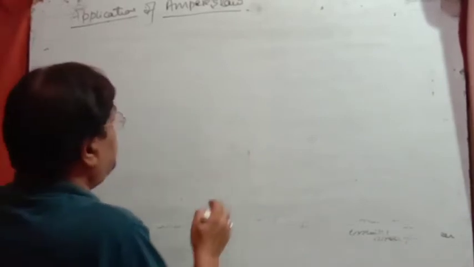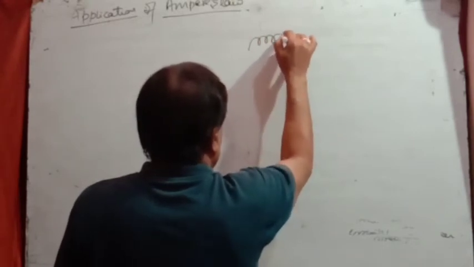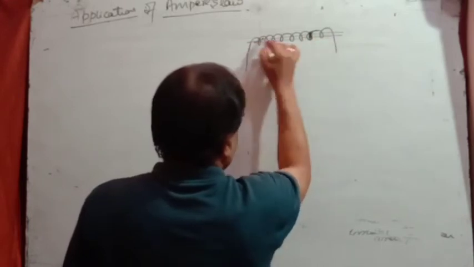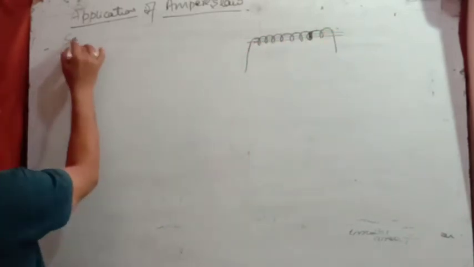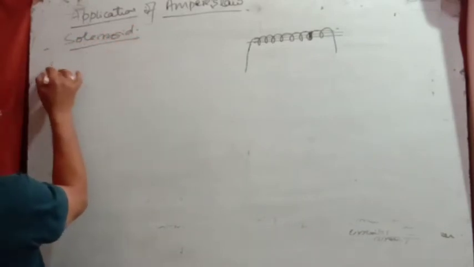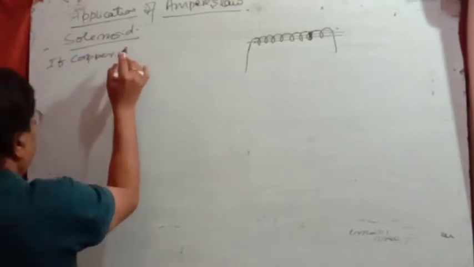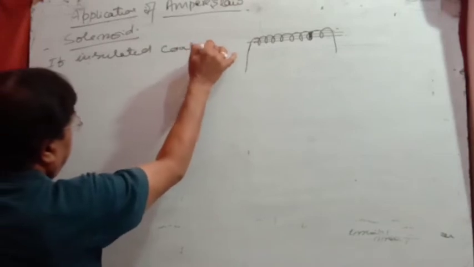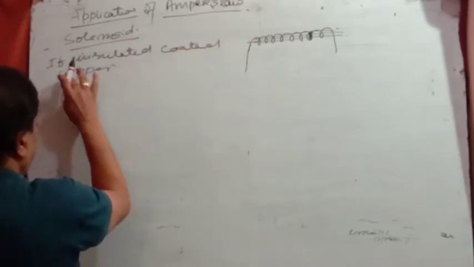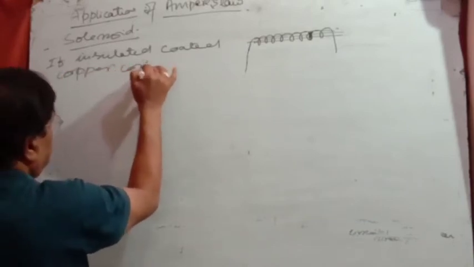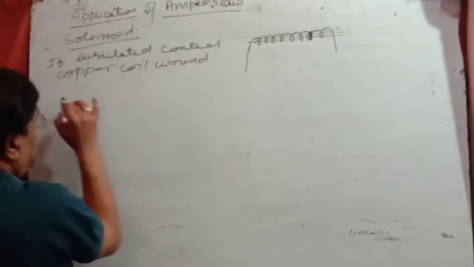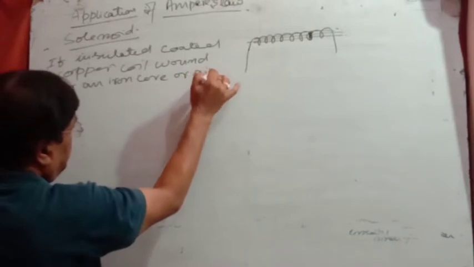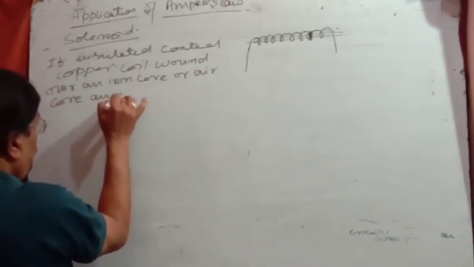So what is a solenoid? A solenoid is nothing but insulated-coated copper coil wound over an iron core or air core, like this one, that is the cylinder, and current flows through it.